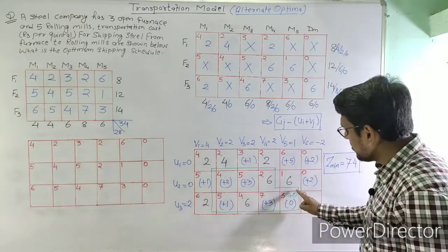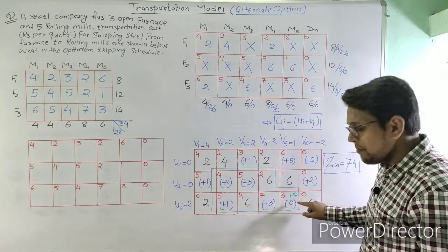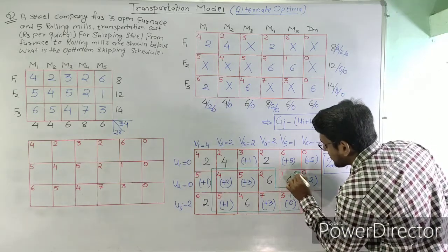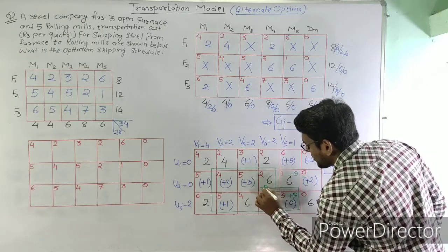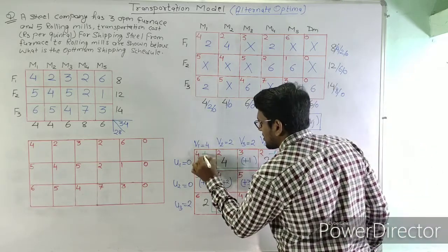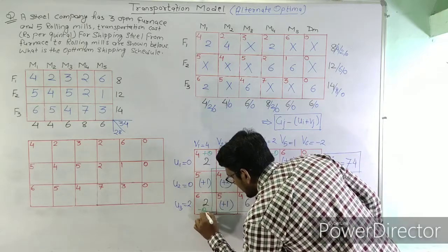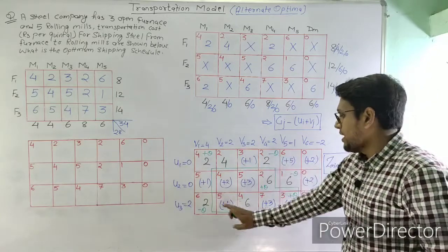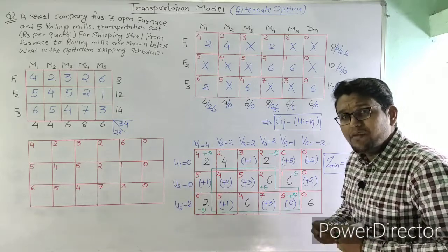So this is the loop it is forming, and to balance the supply and demand, if I am adding plus theta units here, then I have to subtract minus theta unit. If this is minus theta, this has to be plus theta. This is plus theta, this will be minus theta. This is minus theta, this has to be plus theta. This is plus theta, this has to be minus theta. Okay, so now the demand and supply are balanced.